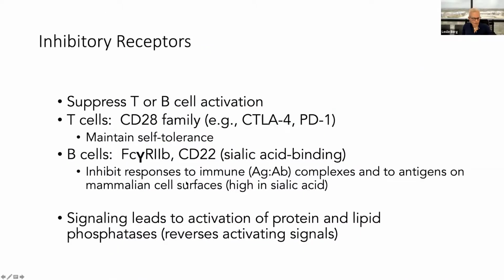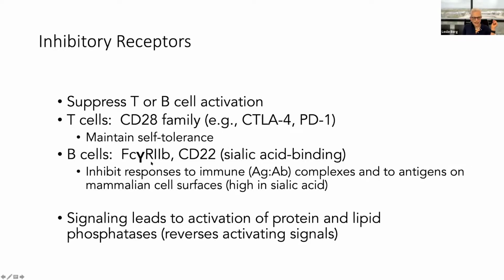Okay, so inhibitory receptors, in the last couple minutes, suppress T or B cell activation. In T cells, there are a couple that are well known, CTLA4 and PD-1. Both of these are proteins for which there are blocking antibodies that are used in patients as checkpoint blockade reagents to try to enhance the patient's own T cell response to a tumor by blocking these inhibitory receptors. They're also important not just when someone has cancer, because they're important in maintaining self-tolerance.